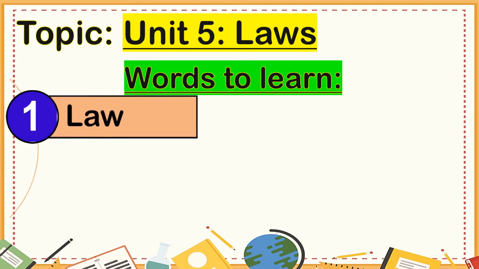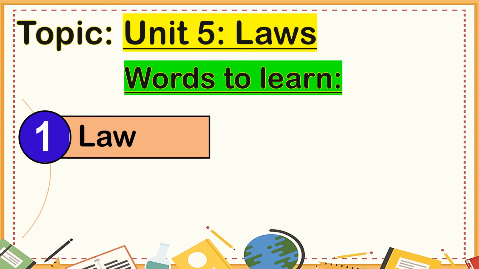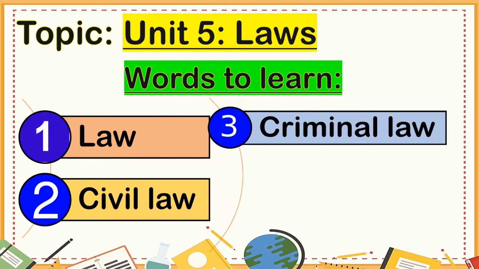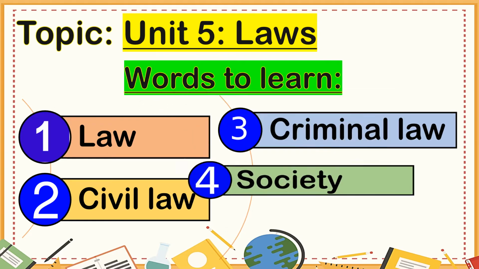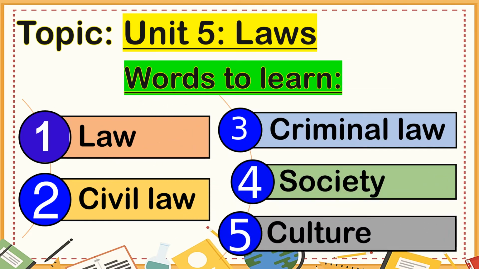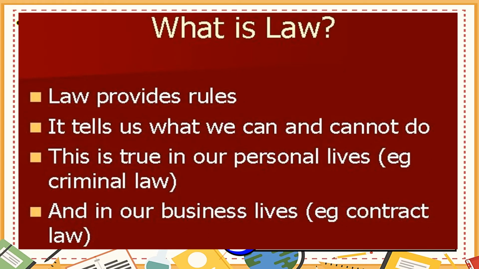Let's start reading. Number 1, law. Number 2, civil law. Number 3, criminal law. Number 4, society. Number 5, culture. So let us have a short explanation about these 5 words that we will be encountering so that later on when we discuss this, we already have an idea what these words are all about.